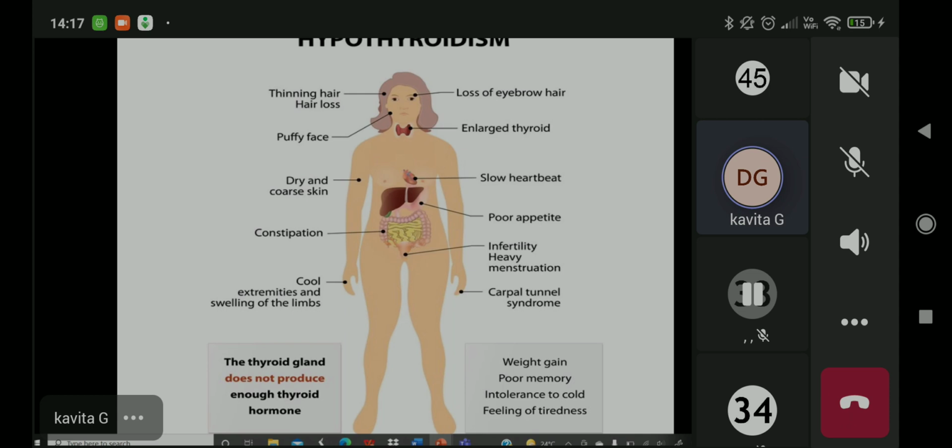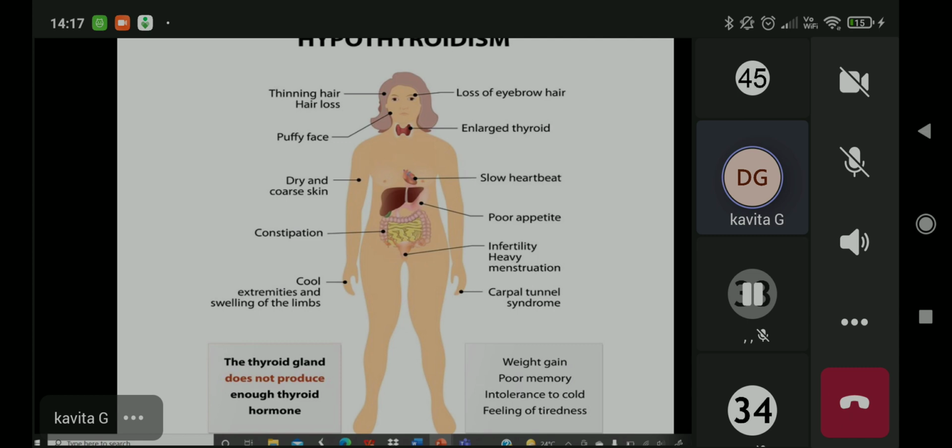A hypothyroid patient is going to come in your clinic and he or she, most commonly it's a she because it's more common in the female gender. So there's thinning hair, especially at the outer third of the eyebrows. There is thinning hair, there is hair loss, there is slow movements. The patient is very dull, listless, and lethargic. Sometimes, the patient has puffy face. Then you have cool extremities and swelling of the limbs. Weight gain, that is a very important feature.